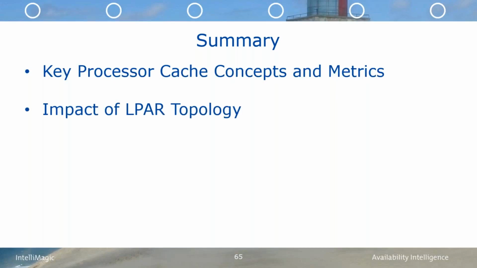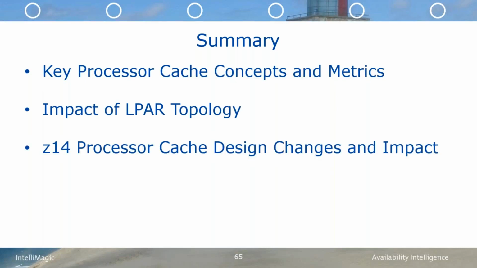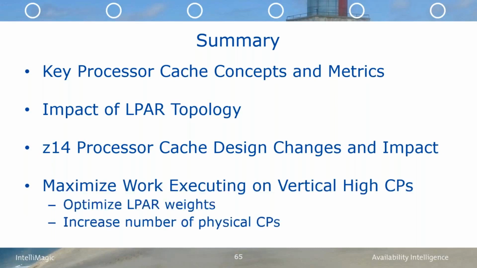Then we examined how LPAR topology can have a very significant role in processor cache efficiency. We reviewed the several cache design changes on the z14 and saw how several of those are especially designed to help high RNI workloads. And the case study showed that the z14 changes had a very positive impact in that environment. And finally, we reviewed ways to maximize work executed on vertical high CPs through optimizing LPAR weights and increasing the number of physical CPs.